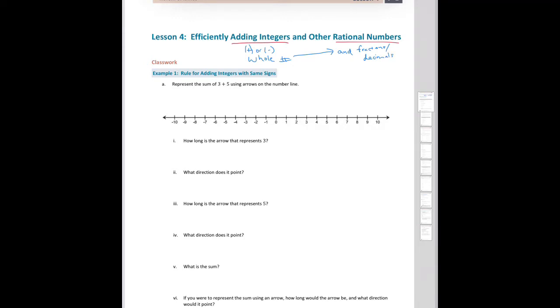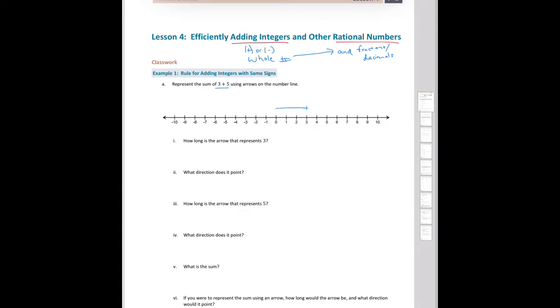Today's objective is that we will be able to add integers. Today we're only focusing on integers, adding them. We're going to start with a fairly easy example, representing the sum of 3 plus 5. I know you're already thinking that's 8, and asking why we're doing this in 7th grade. But I want you to see it on a number line.